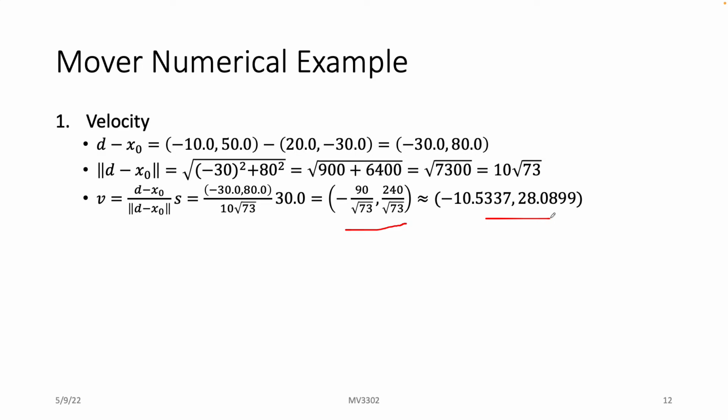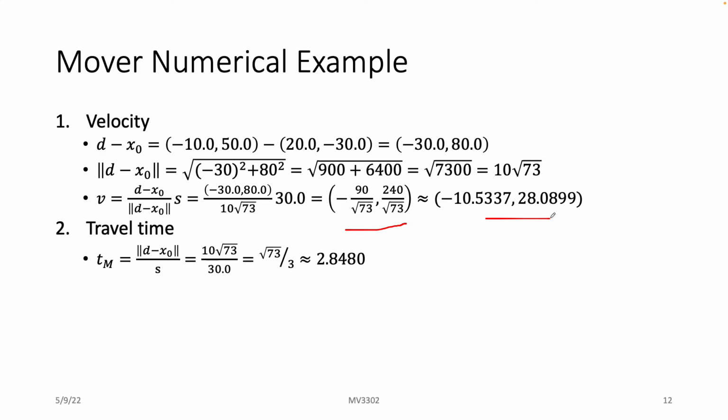So again, what's the travel time? The travel time in this case would be the distance divided by the speed. And so that would be root 73 over 3, or approximately 2.8 something.